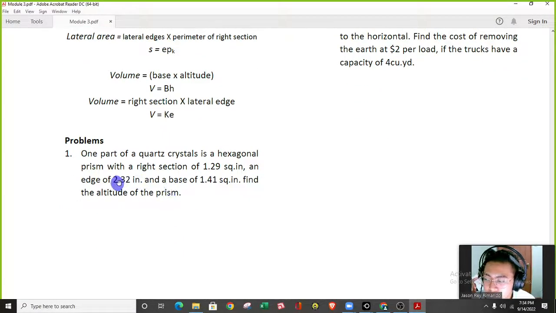Okay. Problem number 1. One part of a quartz crystals is a hexagonal prism, with right section of 1.29 square inch, an edge of 2.32 inch, and a base of 1.41 square inch. Find the altitude of the prism, or hinahanap is your height.